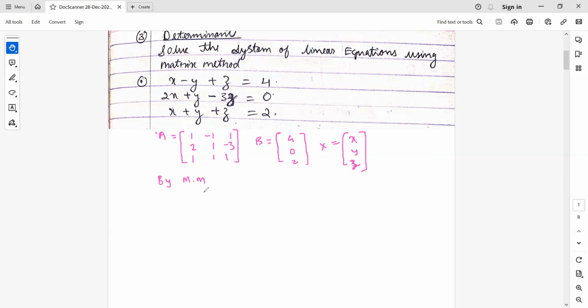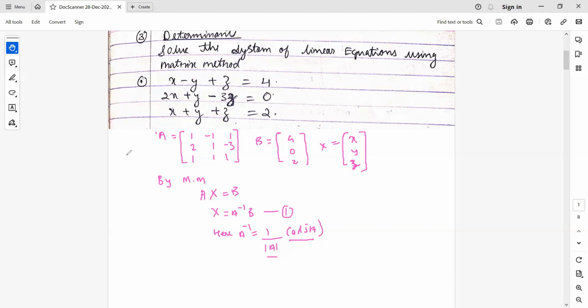By matrix method, we can write A into X will be equal to B, or X will be equal to A inverse B. So this is equation 1 we have to consider. And here A inverse is equal to 1 upon determinant of A into adjoint of A. So here we need to find out adjoint of A and also determinant of A and substitute it in equation 1.